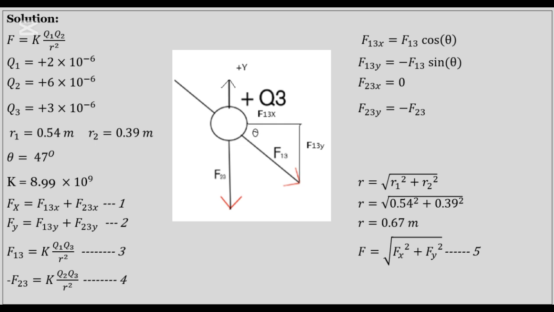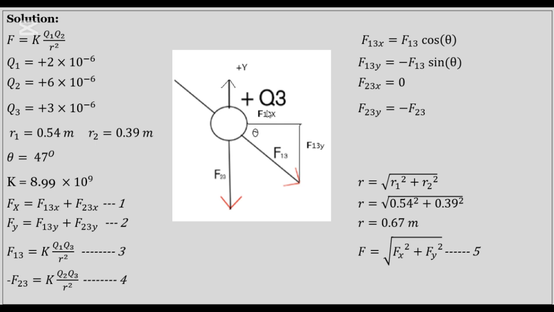Now our F23x is equal to 0, because the force F23 is only found on the y-axis, meaning the x component of this force would be 0. When we come to the y component of this force, F23y equals minus F23. This is because the force is found on the negative y-axis of the charge.